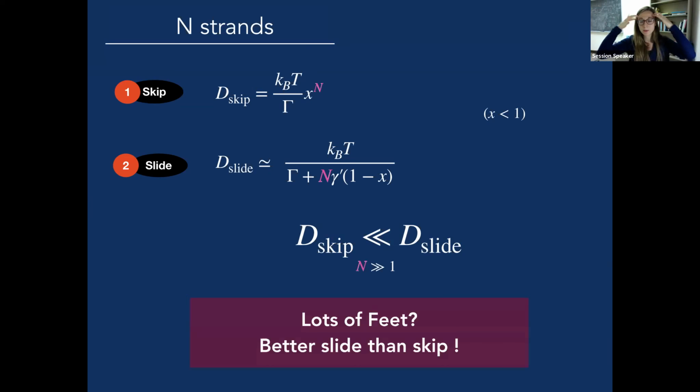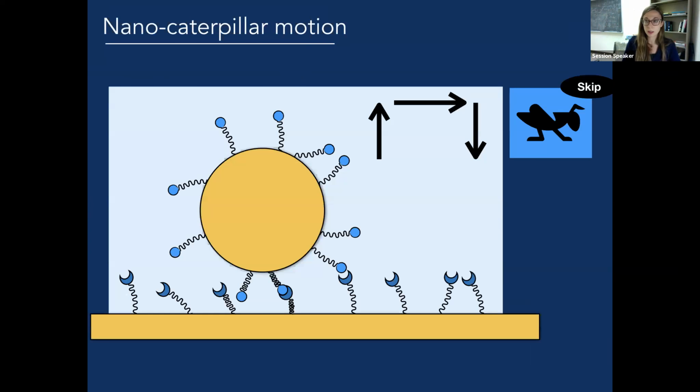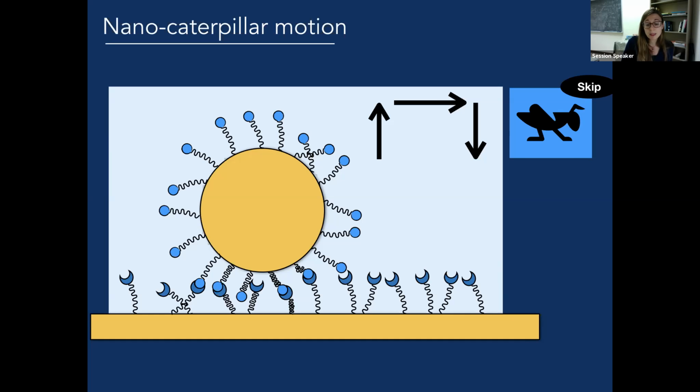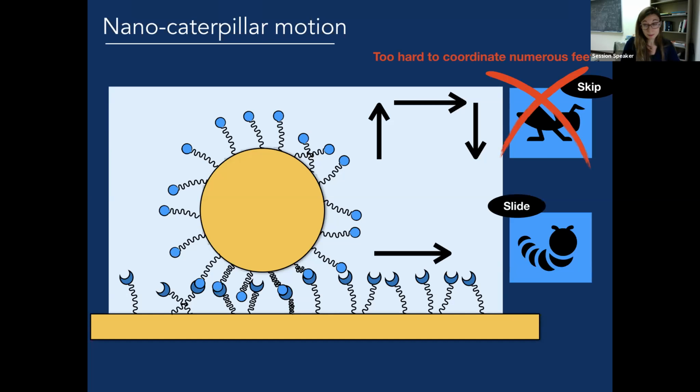But in the end, you can really summarize this into a very simple story, which is the following kind of take-home message. If I have just a few number of feet, well, it's going to be very easy to detach them, wriggle around, and then come back to the surface. So I'm basically going to be skipping like a grasshopper. But if I have a bunch more feet, it's simply going to be too hard to coordinate them all at the same time to skip. So I'm not going to skip, and instead, I'm going to slide on the surface and really move around like a nano caterpillar.